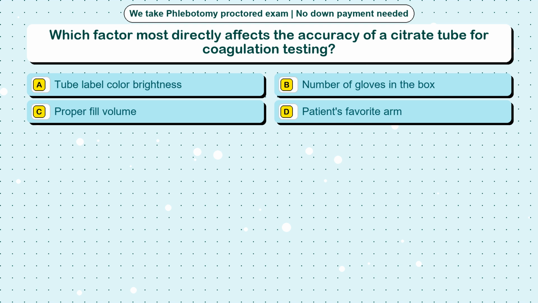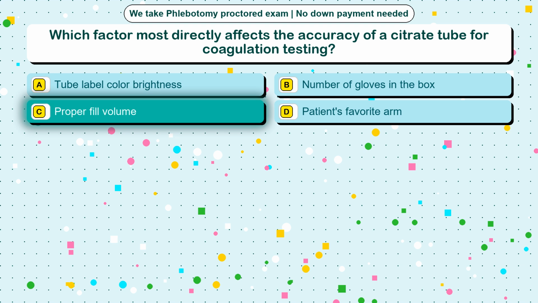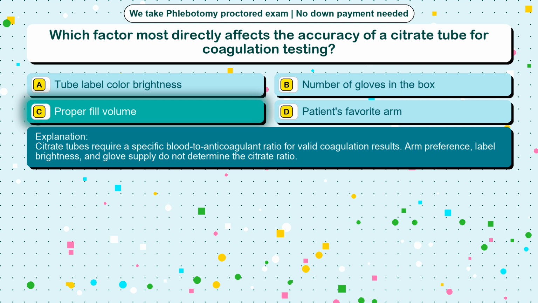Question 28. Which factor most directly affects the accuracy of a citrate tube for coagulation testing? Option A. Tube label color brightness. Option B. Number of gloves in the box. Option C. The proper fill volume. Option D. Patient's favorite arm. The correct answer is option C. Proper fill volume. Citrate tubes require a specific blood-to-anticoagulant ratio for valid coagulation results. Arm preference, label brightness, and glove supply do not determine the citrate ratio.